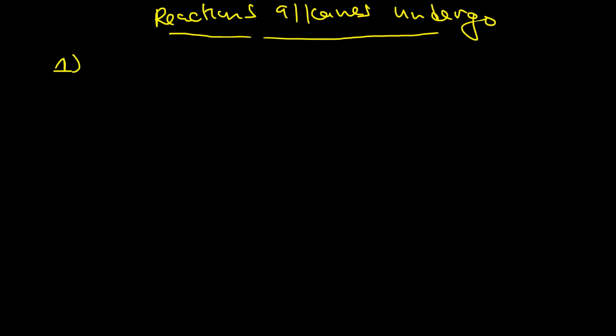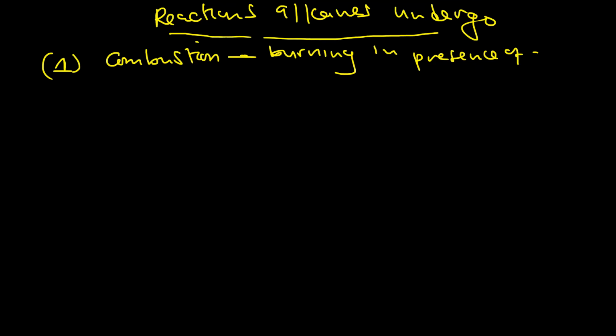What are some of the reactions? The first one is combustion. When you hear of combustion, just think of burning in the presence of oxygen. In other words, alkanes can burn in oxygen to produce energy. So alkanes undergo combustion reactions, which means they can burn in oxygen and produce a lot of energy. The reaction is highly exothermic, very important, which means it releases a lot of energy.